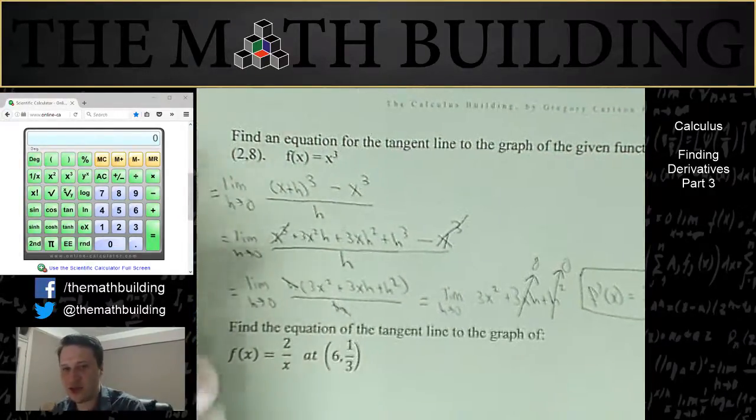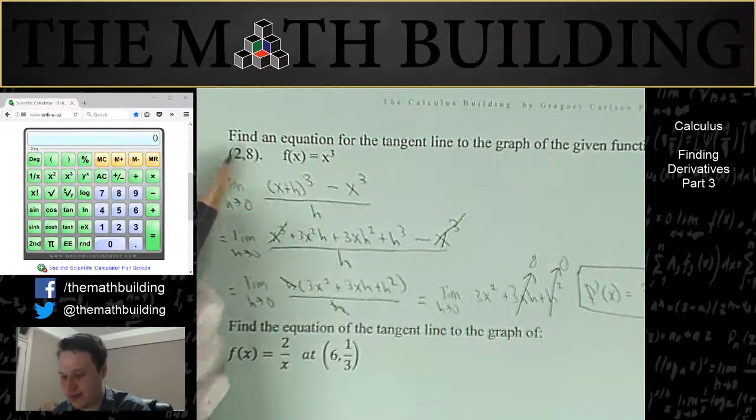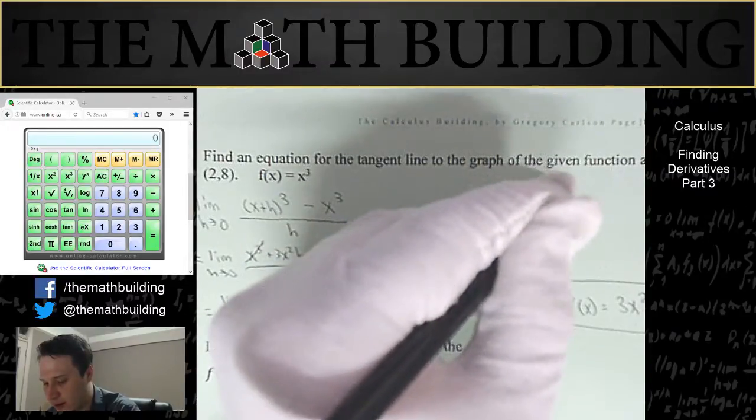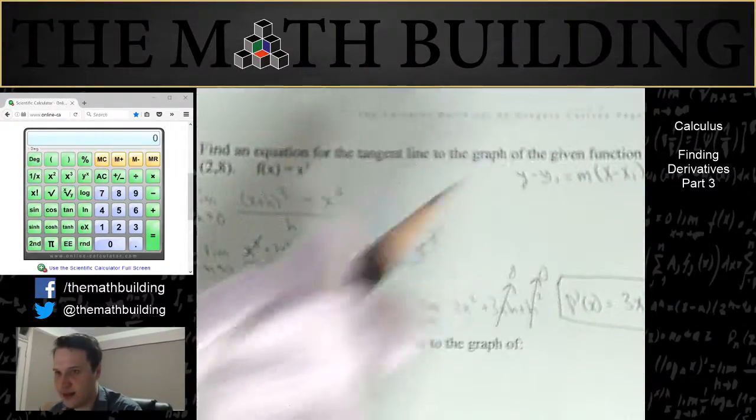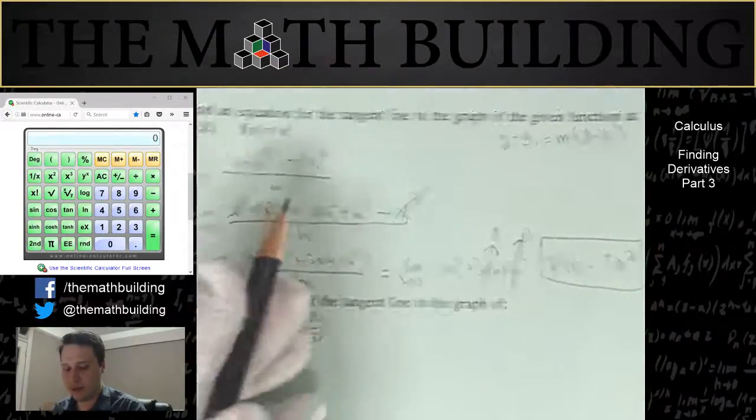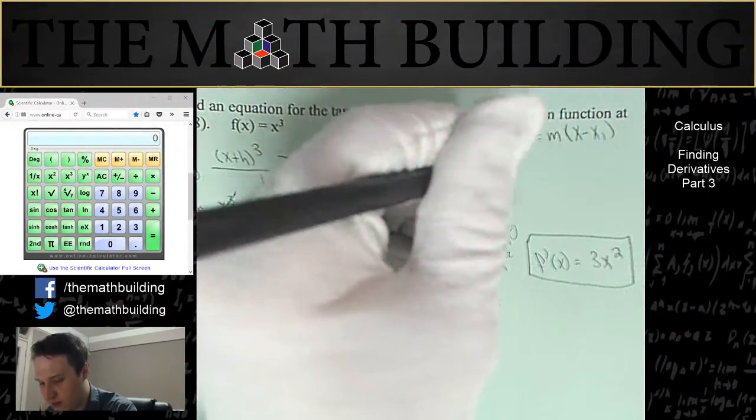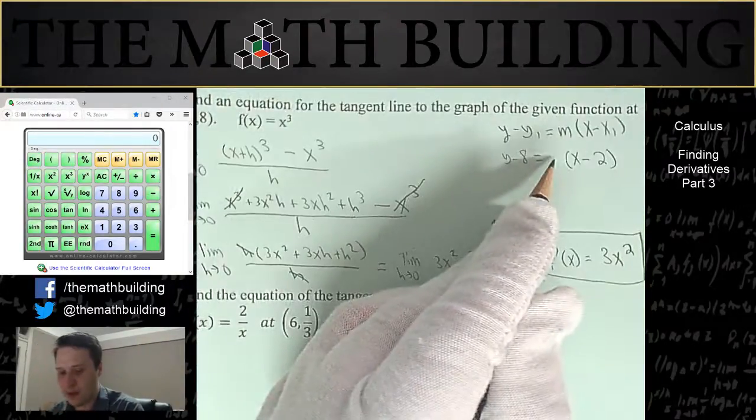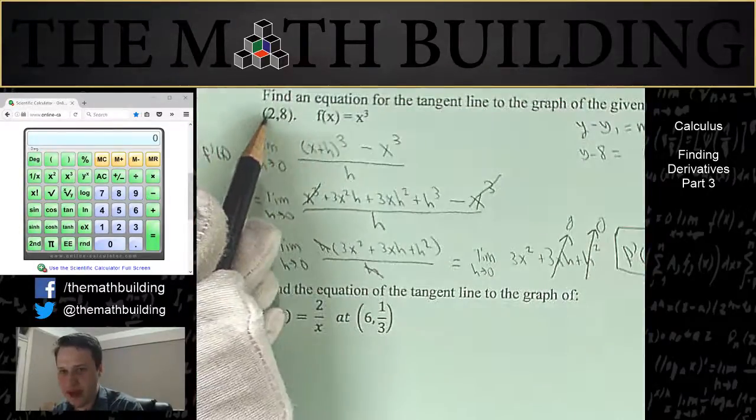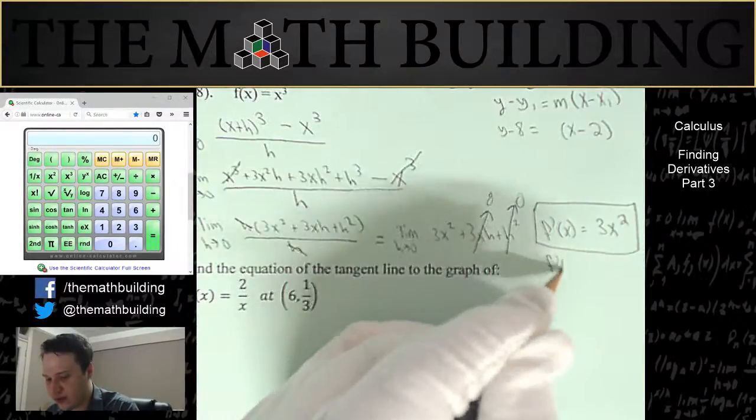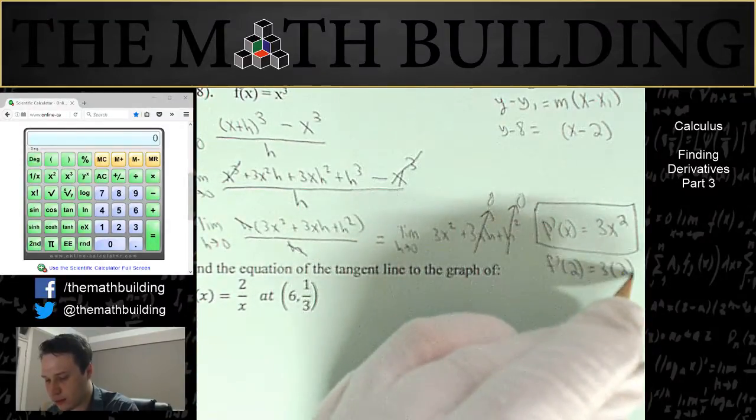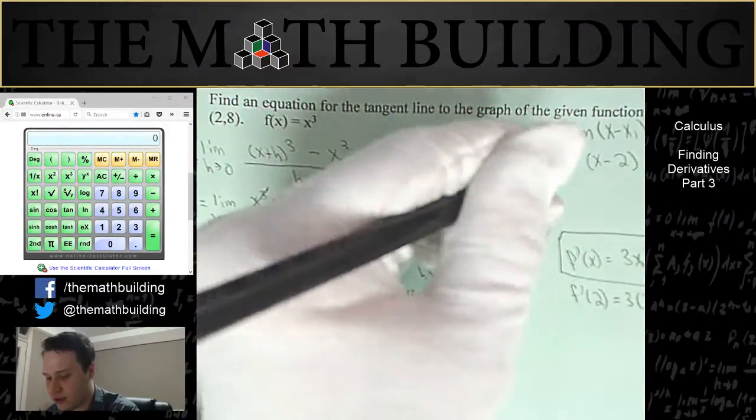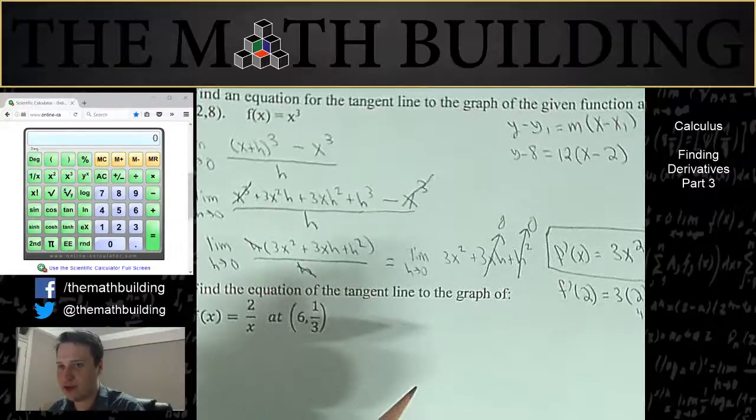All right, they want the equation of the tangent line through the point 2,8. So we use our point slope formula, big Y minus little y equals m times big X minus little x. My point is 2, 8, so this is y minus 8 equals my slope times x minus 2. Now, let's calculate the slope. Our x value is 2, so if we find the derivative at 2, 2 squared is 4, 3 times 4 is 12, so our slope is pretty steep. It's equal to 12.